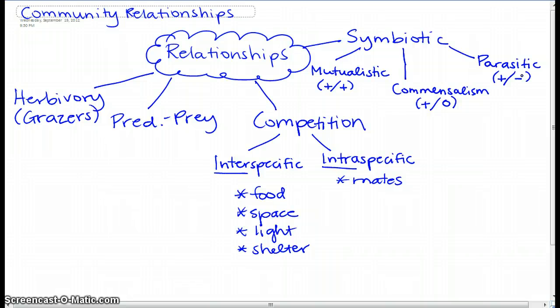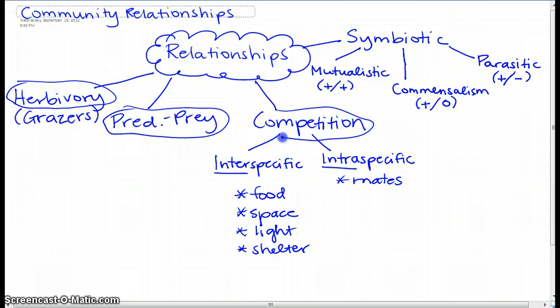Another example of a parasitic relationship might actually be viruses and humans. That is an example of a parasitic relationship. So I hope you get some ideas about how close of a relationship these symbiotic relationships are. Okay, so just to summarize, we have herbivory, we have predator-prey, we have competition, and we have symbiosis. Okay? So those are the four main types of community relationships that ecologists study.